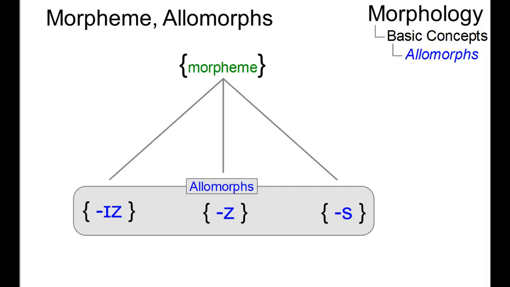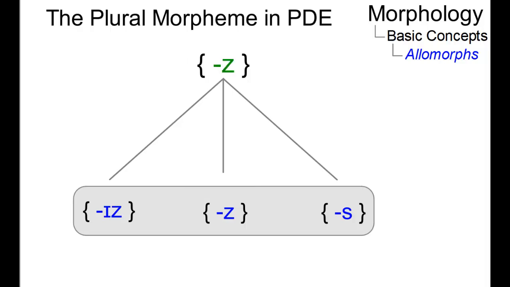Morphs, allomorphs, and the morpheme itself are all represented within curly brackets. In fact, the allomorphs of a morpheme can often be determined by a phonological rule. Take the plural morpheme in present-day English and its allomorphs.